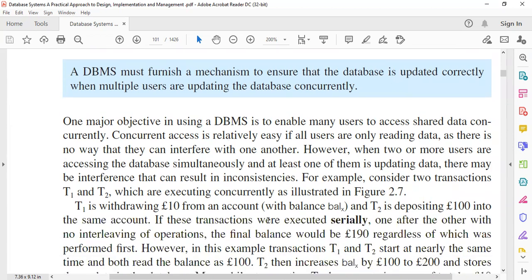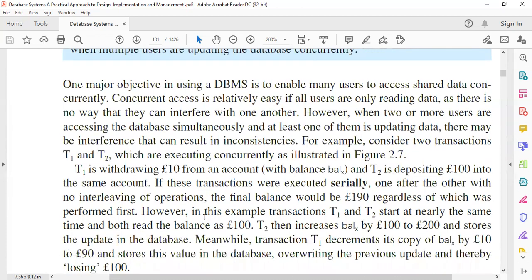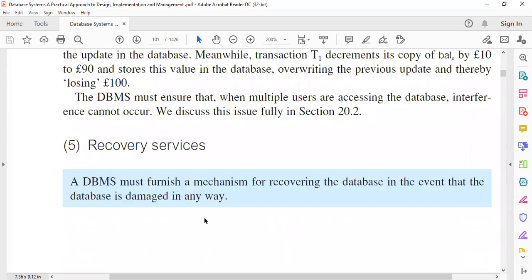One is maybe in a bank, for example, in a bank account, one is withdrawing, the other one is depositing to the same account. And if they happen at the same time, you may find that the final result may not be the same. So the database must be able to control that concurrent access and provide those services.